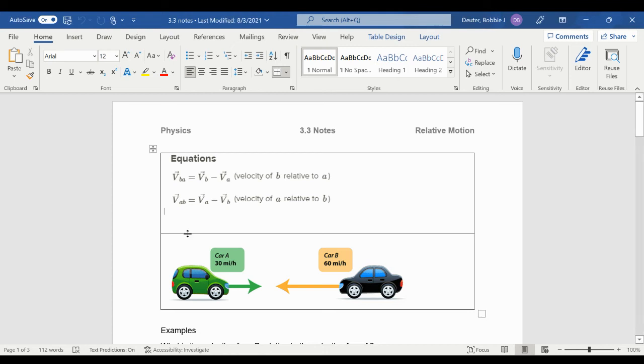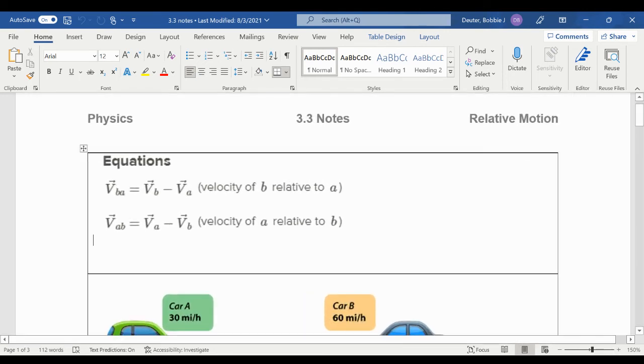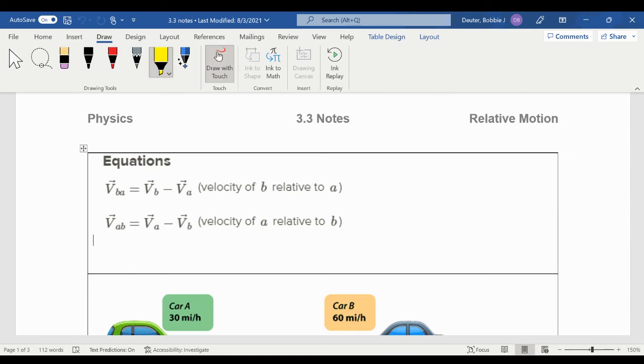Hello. So we're going to talk about section 3.3, relative motion. To start this section out, we should know a couple things. One, we're going to be using vectors again. Remember, we show a letter with an arrow above it showing the direction in which it goes. And that's what you see highlighted here.